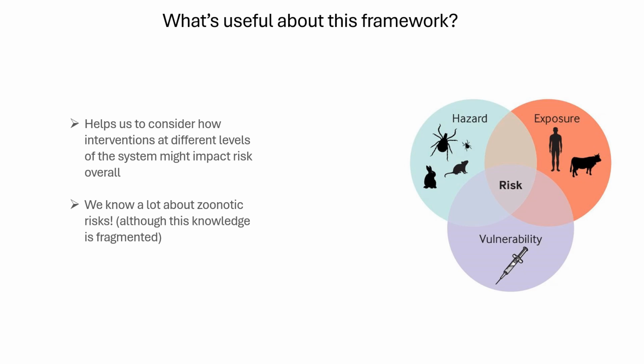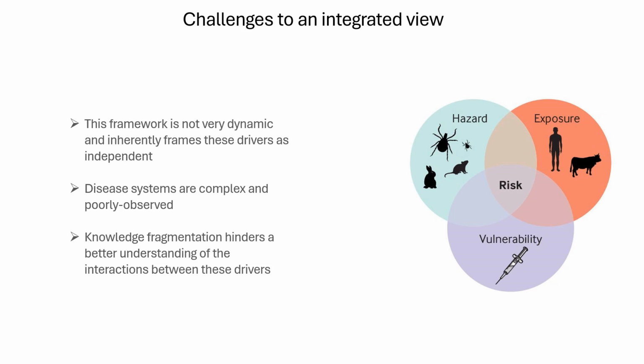It also shows, I think, hopefully from the very brief overview I've given you for the last half hour or so, that we know a lot about zoonotic risks already, right? But what we also know is that knowledge is really fragmented across the ecological sciences on one side and the health and social sciences on the other.